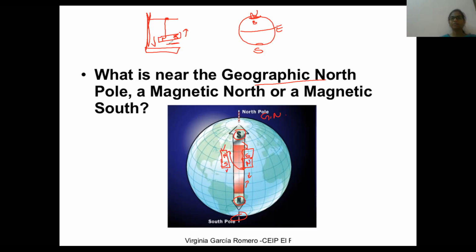Why does a magnet always come in the north south direction? Because in the geographical north, the magnetic south pole is there, and in the geographical south pole, the magnetic north pole is there. So that is why they align in that direction.